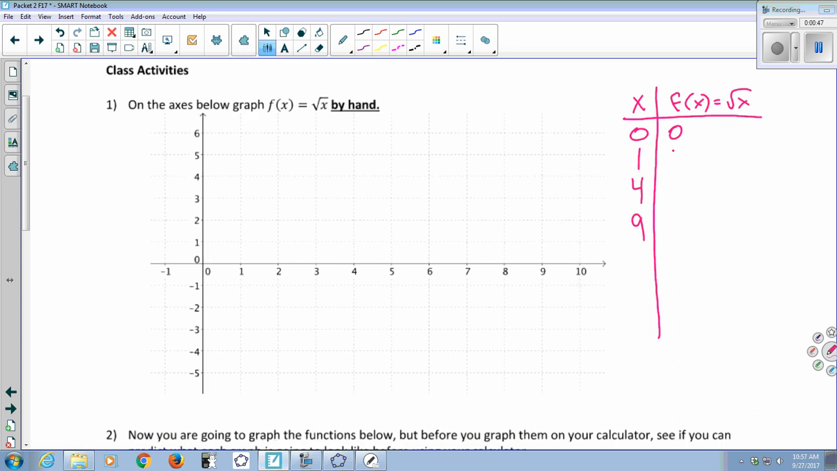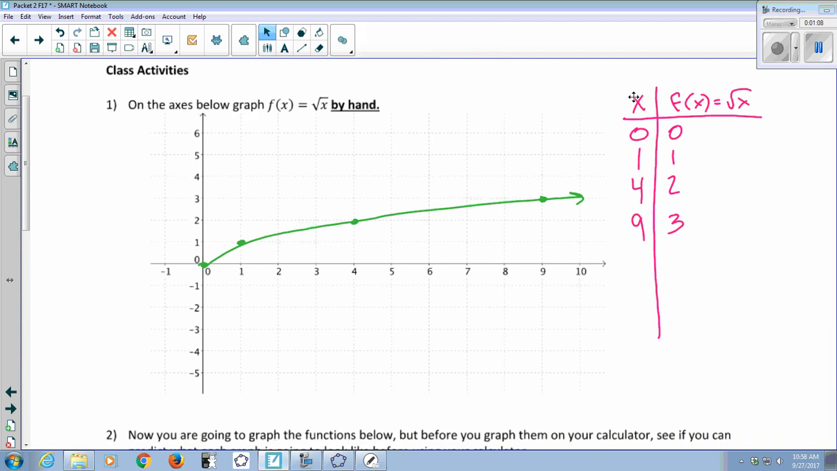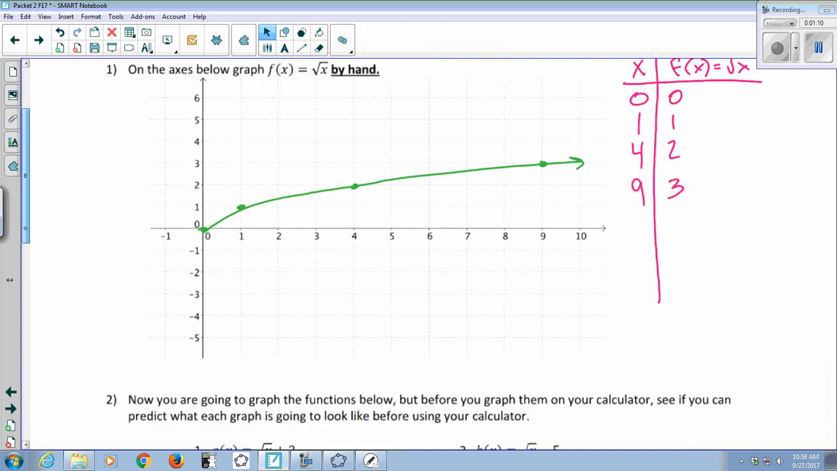So I have 0, 1, 2, 3 as my y values. So I'm going to go 0, 0, 1, 1, 4, 2, and 9, 3. Connect them with a nice smooth curve. And that's the graph of f of x equals the square root of x.